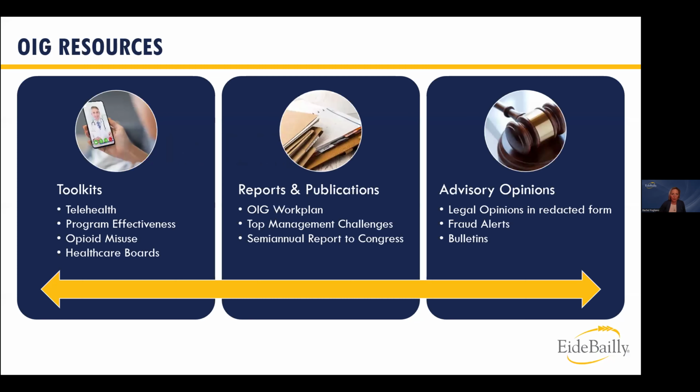So I talked a lot about the OIG, but it actually is a really good website, and they include a lot of good information on that website. One of the things that they have is some various toolkits. They have a telehealth toolkit, a program effectiveness toolkit that I mentioned earlier, opioid misuse, the healthcare board training toolkit is out there on that OIG website. Of course, we have the OIG work plan, which I'll talk about a little bit more here momentarily. And they include reports and publications around a multitude of topics that may or may not be pertinent to your organization, but I just want to highlight that that information does exist and it's there.